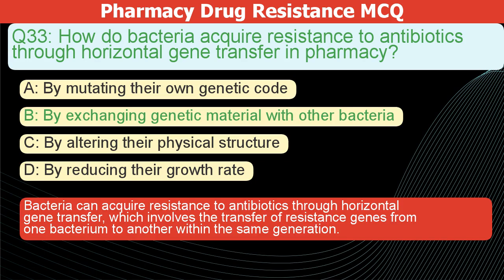The correct answer is B. Bacteria can acquire resistance to antibiotics through horizontal gene transfer. This involves transferring resistance genes from one bacterium to another within the same generation.